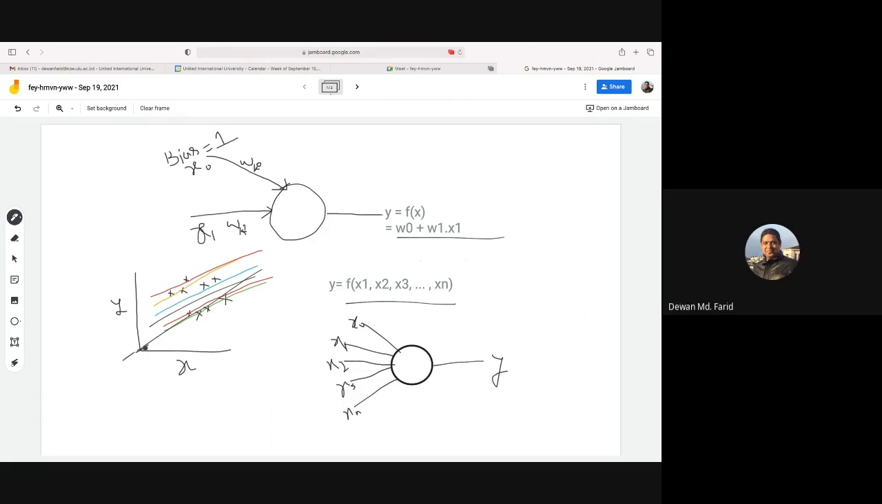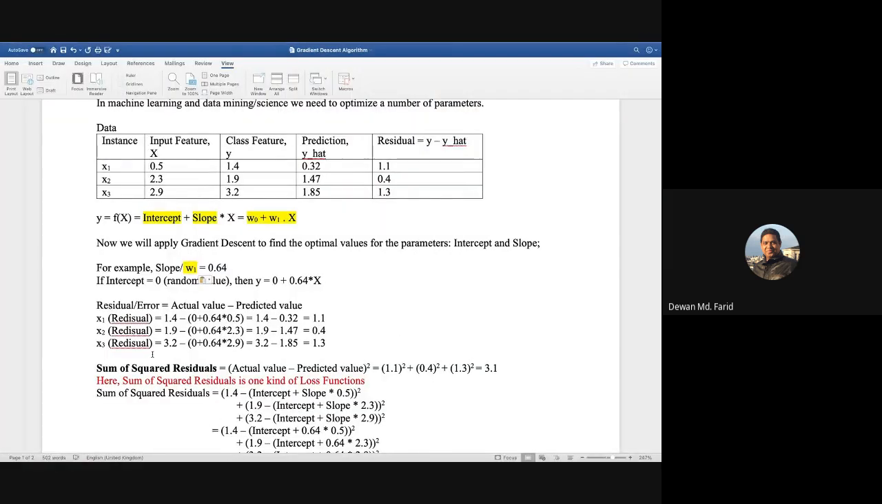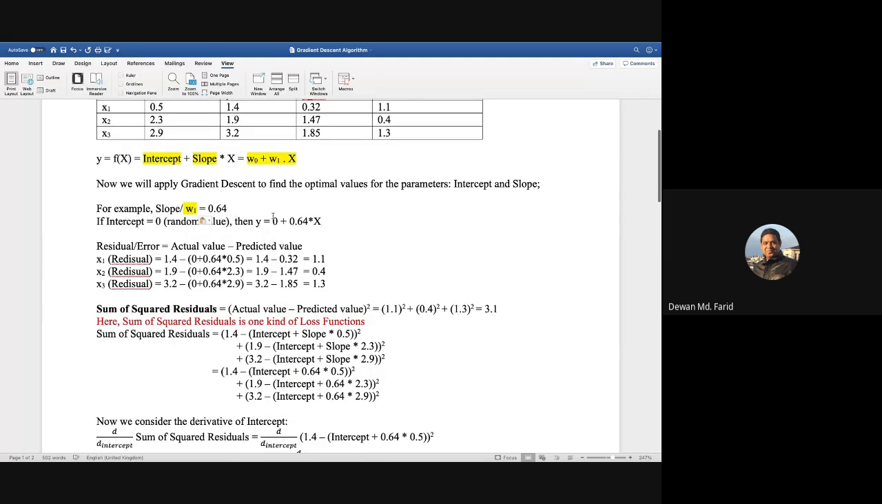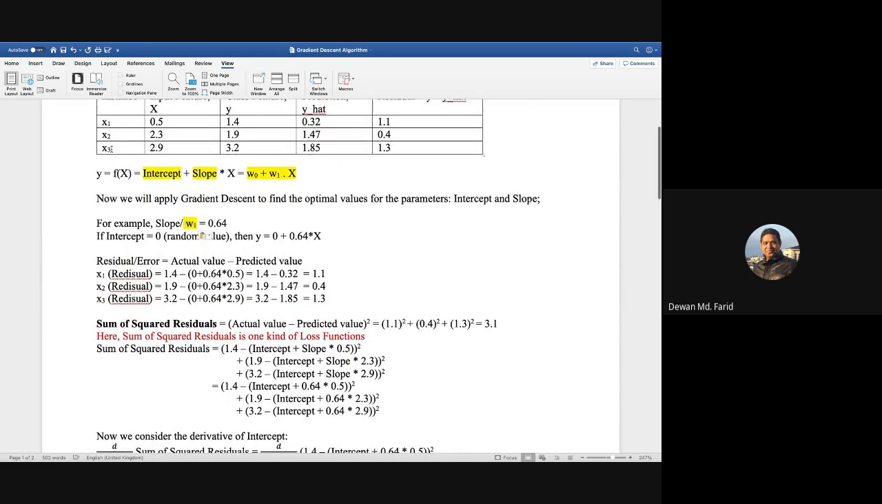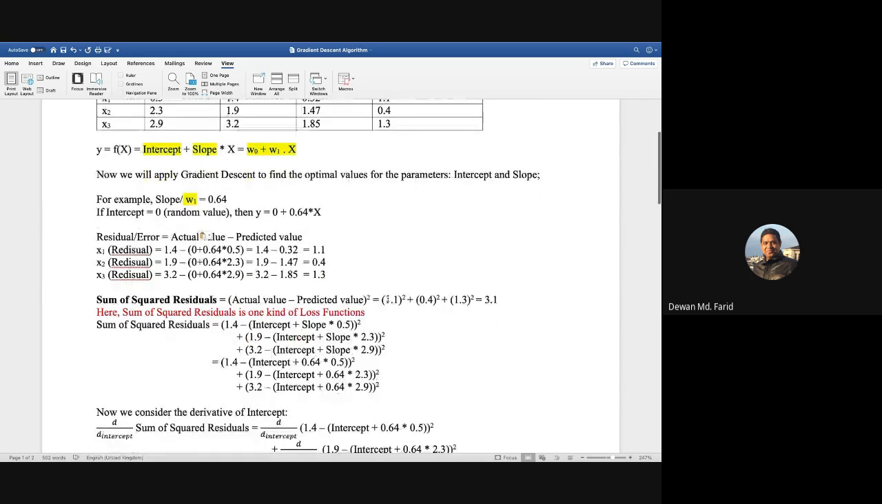But we don't know whether this is the best line or not. But let's try. So this is the value of W0, and what we can do is find the error residual for each data point. We have x1, x2, and x3. For each data point we have the residual or error, right? Right, sir.